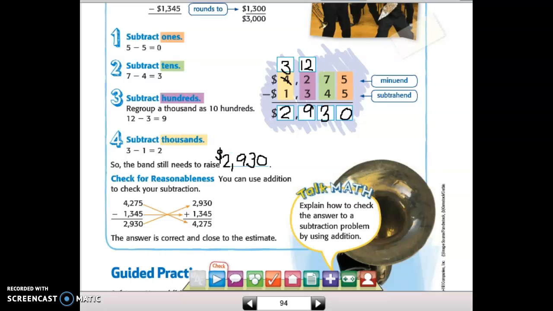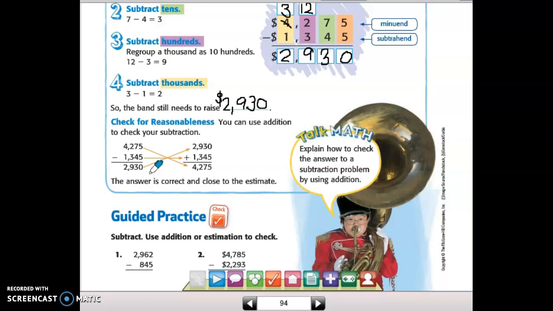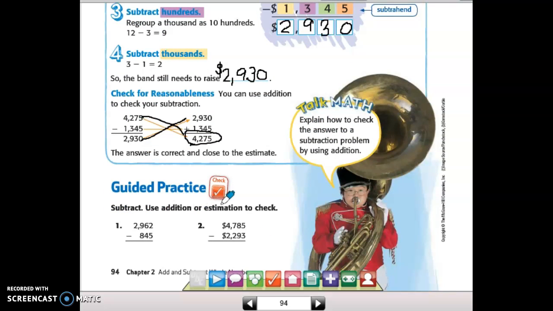And what they're showing down here with the check is how to rewrite the subtraction equation as an addition to check your work. So they took the answer, they moved it up to the top, and the middle number, the subtrahend, stays in the same position. If we do not add and get the top number, then we did not do our subtraction right. So this has to be the same in order for this answer to be correct. And it does ask you to use addition or estimation to check in the work.